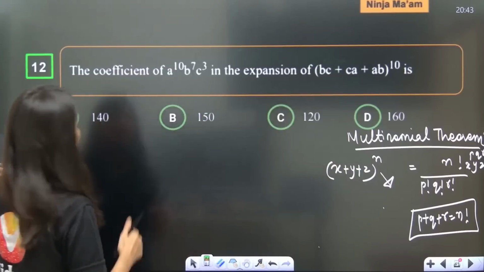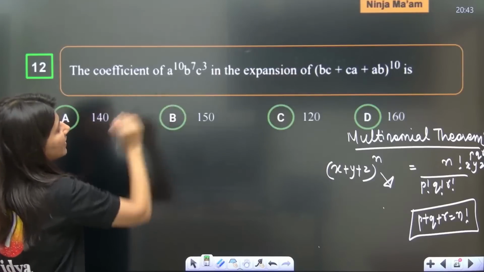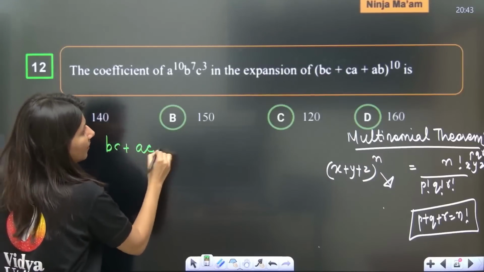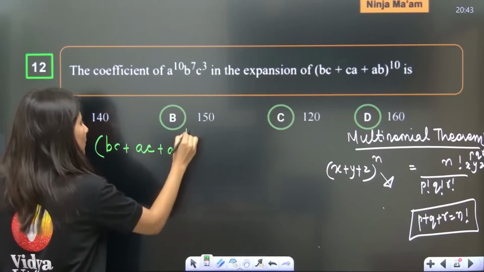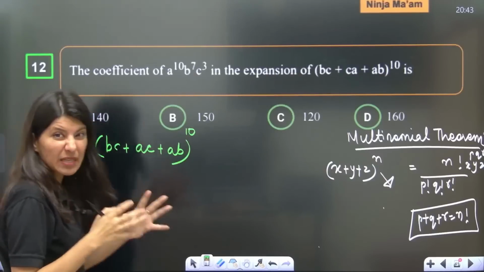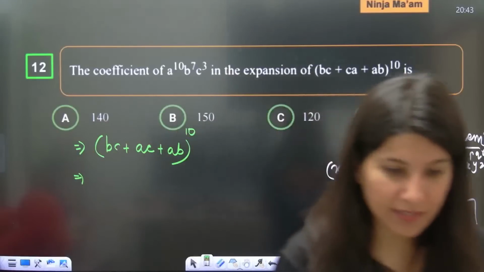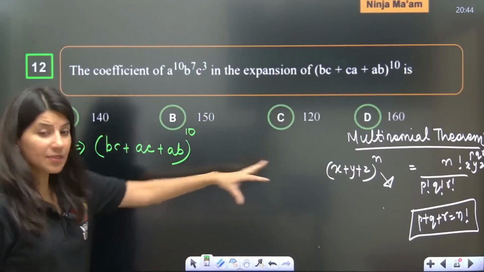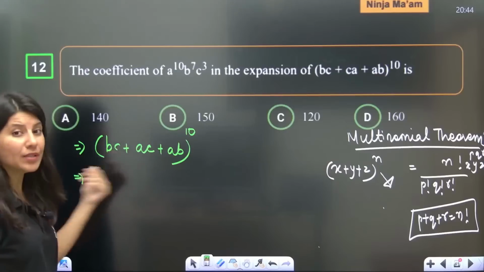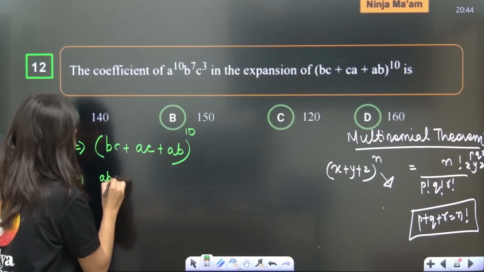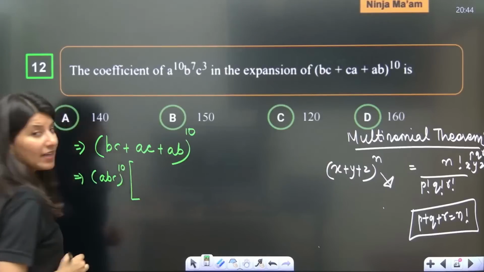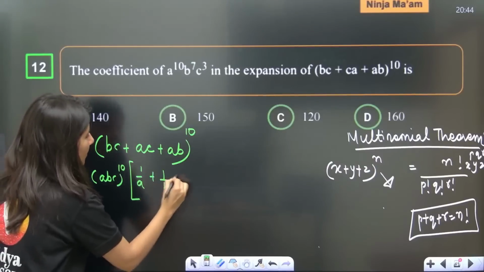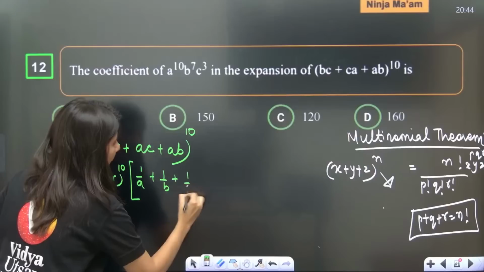Now as per this expression, find the coefficient of a power 10, b power 7, c cube in the expansion of bc plus ac plus ab power 10. What am I doing here is, since this is ab, bc, ca, I want to take something common. In fact, I will take abc power 10 constant. If I take abc power 10 common, see bc is there, so 1 by a plus 1 by b plus 1 by c will be there, power 10.